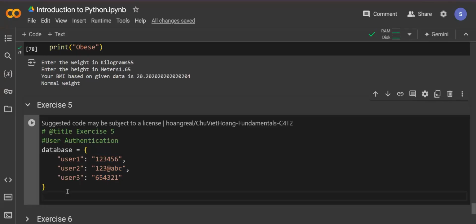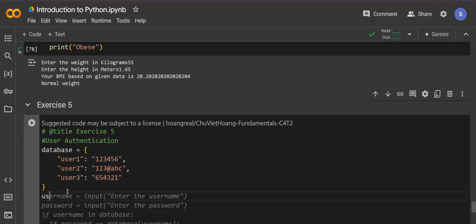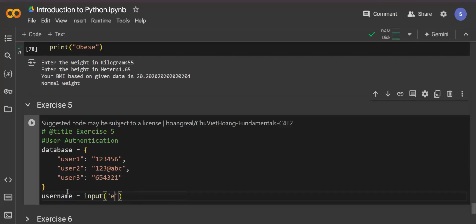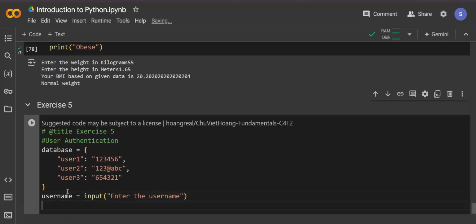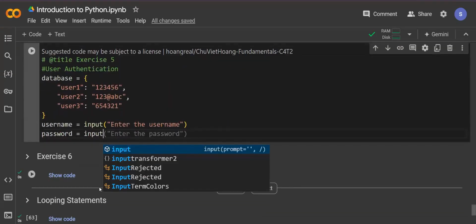So first of all, let us ask the user to enter his username. Let me write username is equal to input, enter the username. Very simple. Next, let us ask the password. Password is equal to input, enter the password. We cannot use pass, as it is a keyword. Very simple.